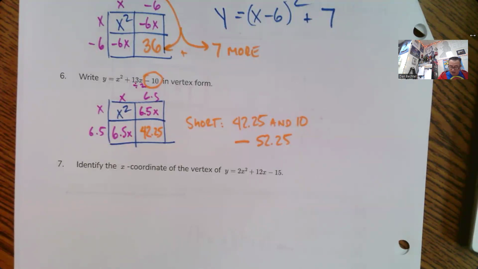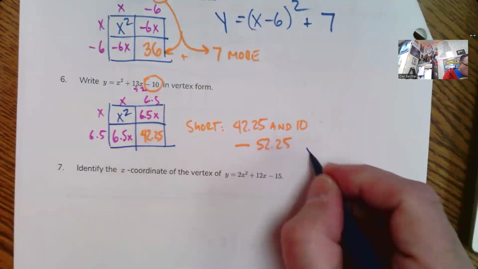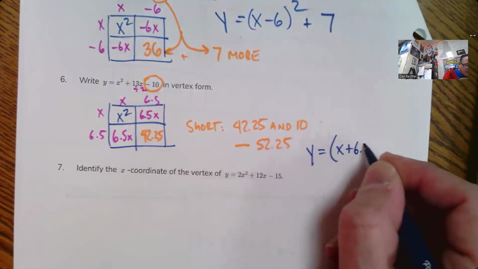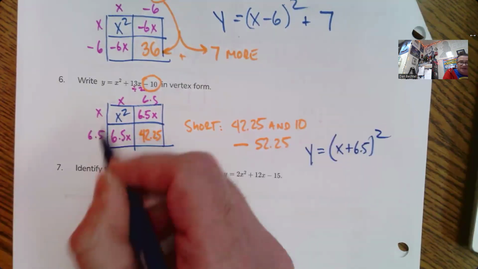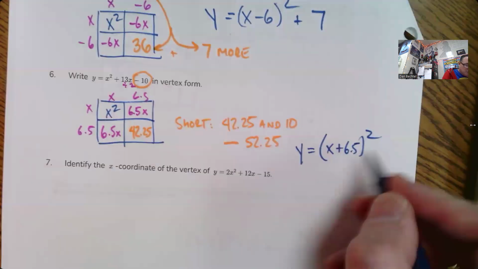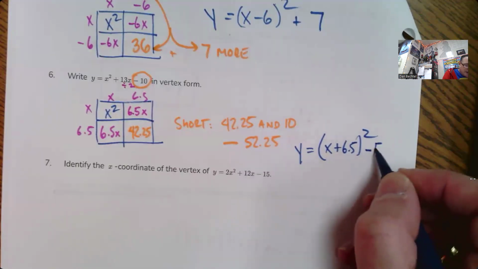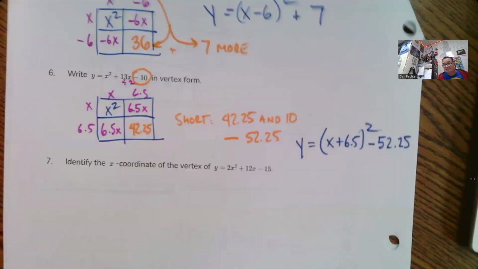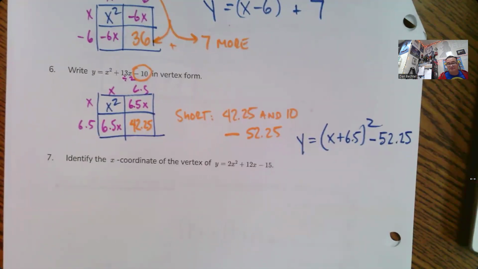So with that, my equation itself would be that y is equal to (x plus 6.5) squared from what I have down on the sides here. And then I've got to keep track of this short amount by minus 52.25. It's not amazing, but it does work.